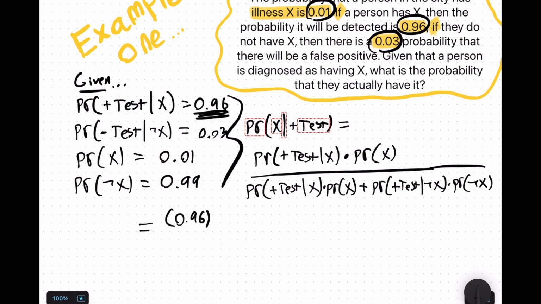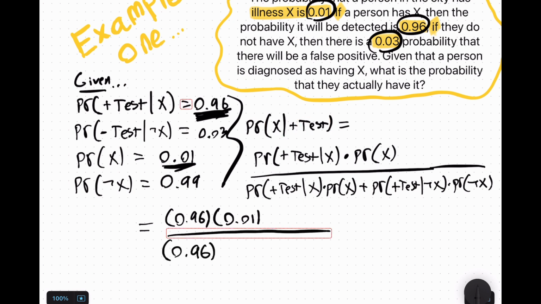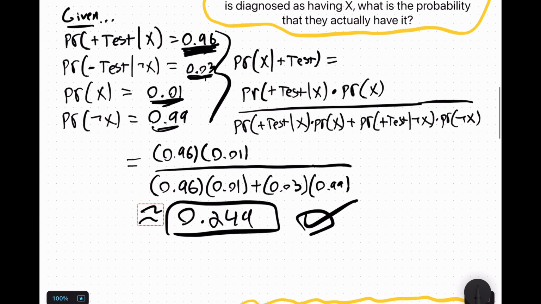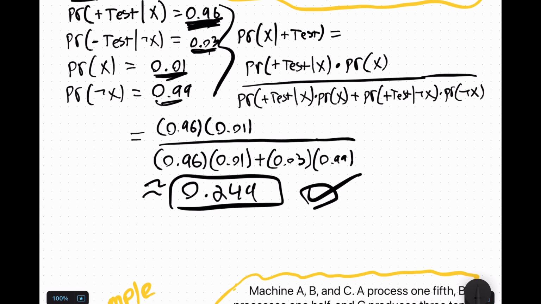So, if we just plug in our values, we have 0.96 times 0.01, divided by 0.96 times 0.01 plus 0.03 times 0.99. Then we can plug that into a calculator, and we're going to get approximately 0.244.